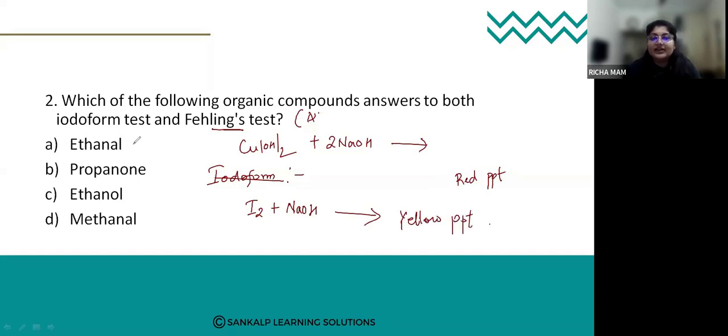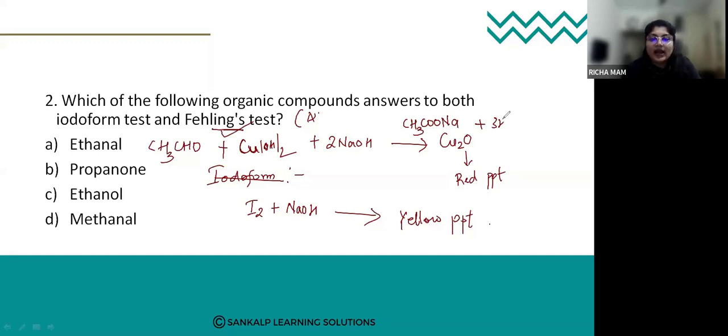Now, if I consider ethanal, CH3CHO, when it reacts with copper hydroxide in the presence of a base like NaOH, you are going to get cuprous oxide, which is a red precipitate. This shows the positive test for Fehling's solution. You also get sodium acetate plus water as byproducts.